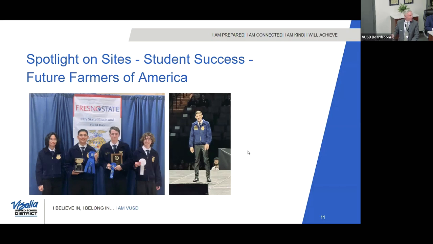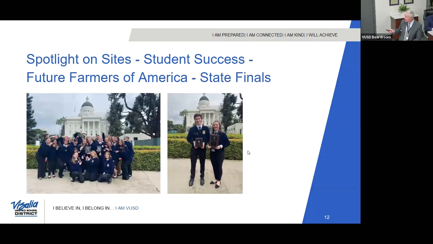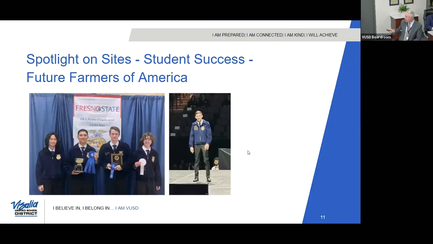And I think we may have had, did I have our images backward there? We've got a couple. We've got lots of FFA tonight that we're really proud about, but congratulations to you.